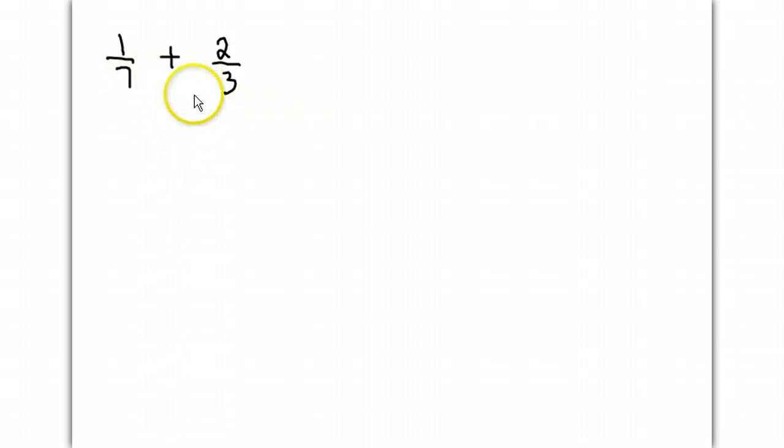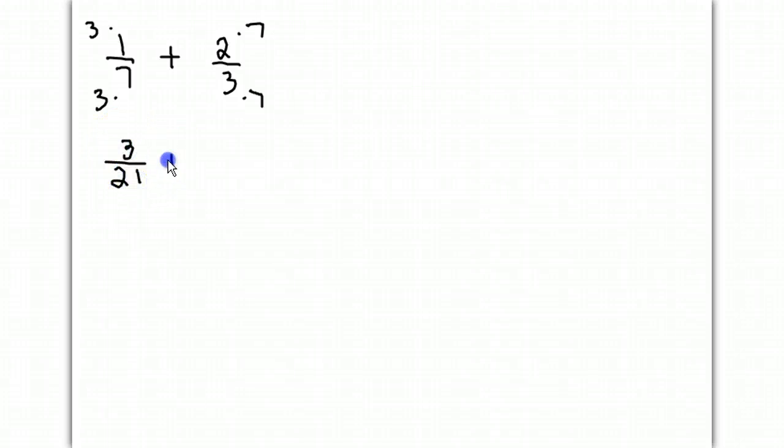If it's difficult to find a common denominator, the worst case scenario, you can just multiply the two numbers together. So 7 times 3 will give me 21. So therefore, what times 7 will give me 21 is 3. So I multiply top and bottom, because whatever you do to the bottom of a fraction, you also have to do to the top. What times 3 will give me 21 is 7. So I multiply top and bottom by 7. And what I end up with is 3 over 21 plus 14 over 21.